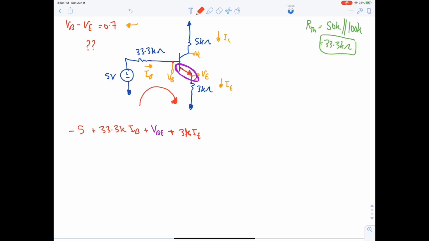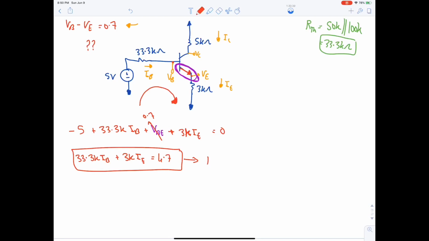Now you might ask the question, why not include VB and VE? VB is a point, it's not a voltage drop. KVLs usually have to include all the voltage drops. Now, let's continue. Equal to 0 because we're done. So let's simplify this. This goes to 0.7. So you're left with 33.3K IB plus 3K IE equal to 4.7. This is the first equation.